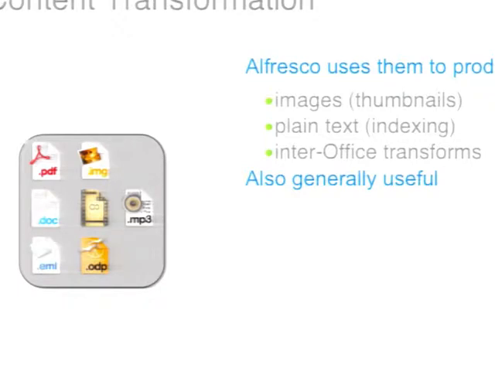So Alfresco itself has two primary use cases for content transformation. The first is transforming content to images, primarily to produce thumbnails. So when you see the little thumbnail of the front page of your document or a resized image, that was content transformation that produced that.